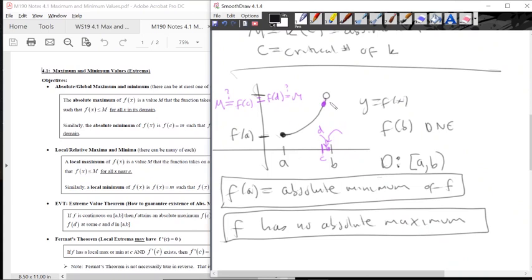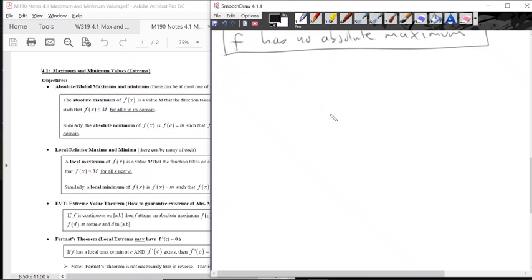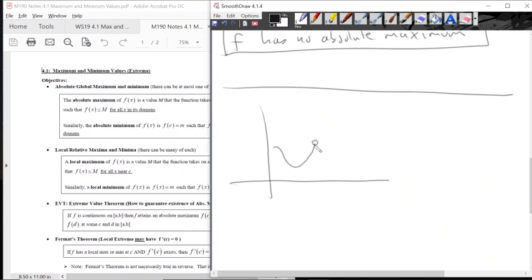Does that mean that if you have a discontinuity, you're not going to have an absolute max or an absolute min? No, that wouldn't necessarily be the case either. We could have a function that does something like this. I'll have it asymptotically approaching some horizontal asymptote in both directions, because that would be interesting.